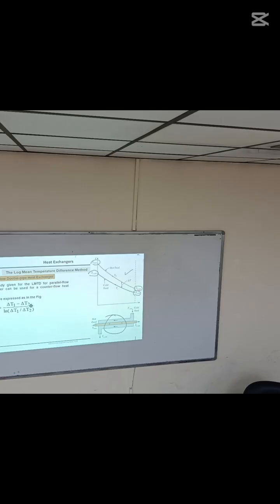Okay, but if you derive this equation, you will end up with the same equation. But now what is the difference? What is delta T1? This is delta T1. What is delta T2? This is delta T2. Delta T1 is now TH in minus TC out. Before it was TH in minus TC in for parallel flow, because both were here, TH in and TC in. So that is changed. Here delta T2 is TH out minus TC in. So the equation will be the same.